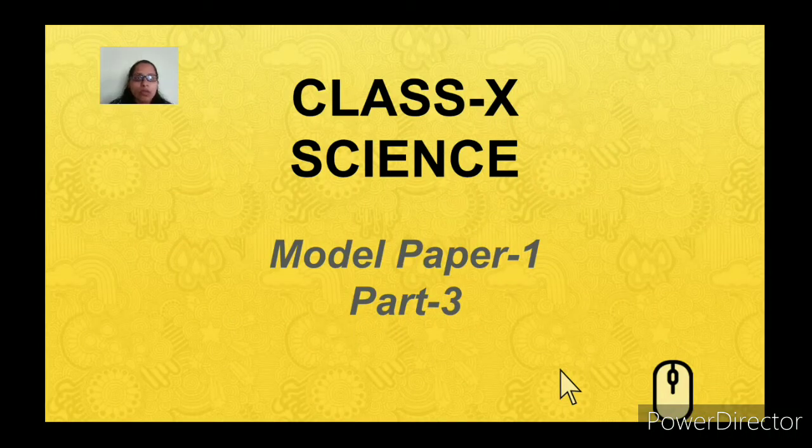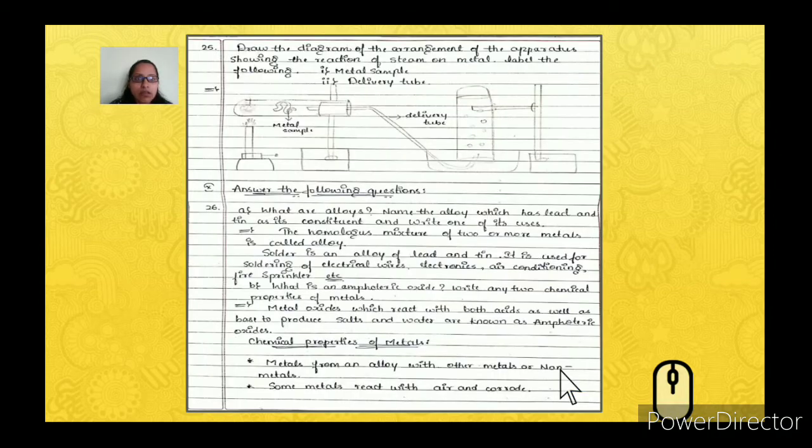Hi students, we'll continue with the model paper 1 part 3, class 10th science subject. So it's the question related to the diagram of arrangement of apparatus showing the reaction of steam on metal.